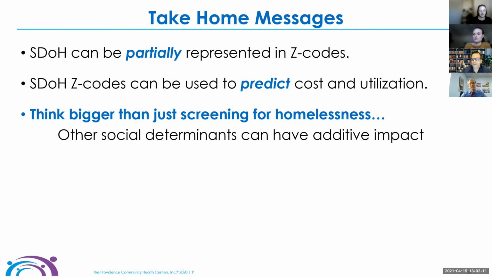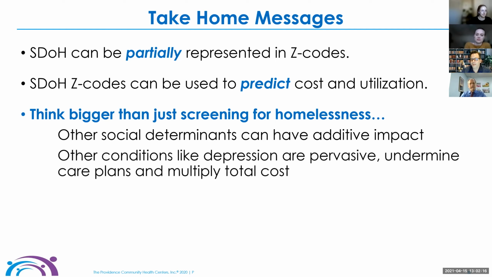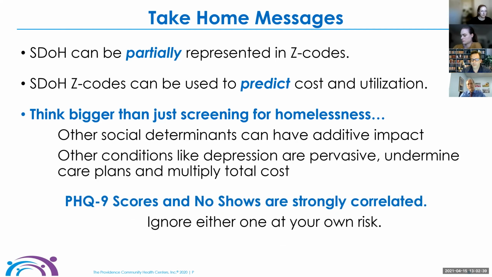The social determinants are usually additive. So if you've got more than one, it causes an even more difficult time for patients. Conditions like depression, they're pervasive, they undermine care plans, and they multiply total cost. And time and again, you can create any cohort you want. If you add in a depression diagnosis to that cohort, you will see the same kinds of trend that we've seen with the Oregon Behavioral Health cohort earlier.